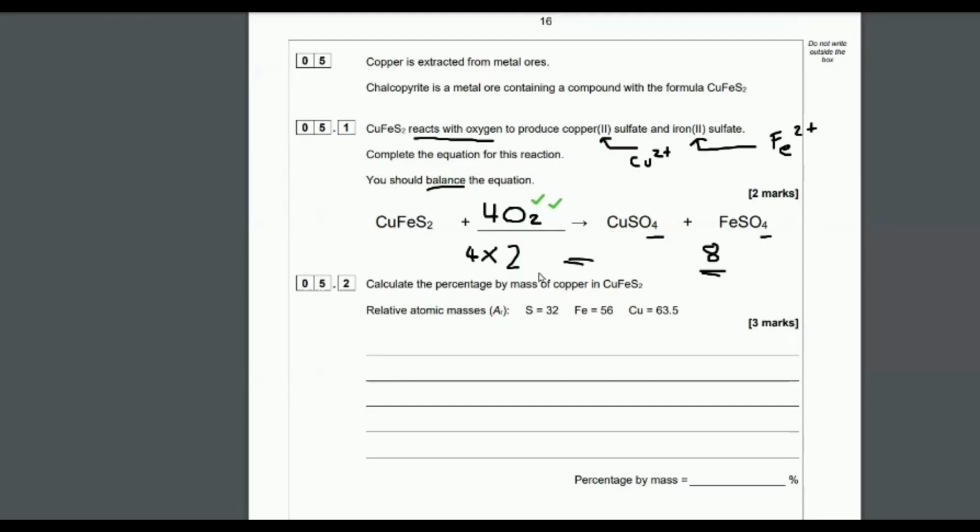Boom. Right. 5.2. Calculate the percentage by mass of copper in copper, iron, sulfur. Lovely. In this compound. So what we need to do here is work out how much copper is in the total. So what you're really looking at is dividing the mass of copper, which we've been given with these atomic masses, over the total mass, including the copper in the total mass, times it by 100 to get a percentage.